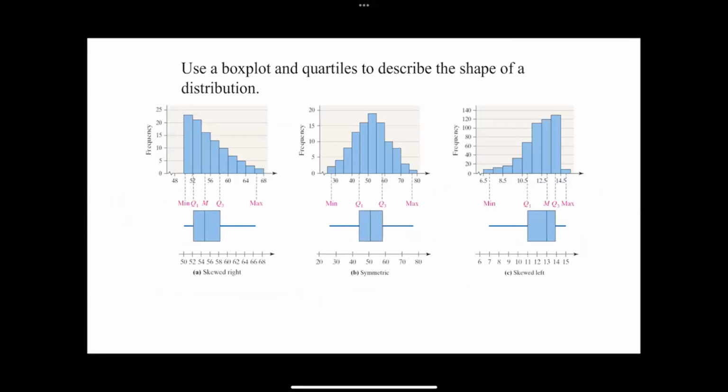It is skewed right. On a symmetric one, your whiskers are going to be pretty much the same length, and your median usually is smack dab in the middle or really close to the middle of your box. And on a skewed left one, the left whisker is longer, and you notice how the median is to the right of my box, inside my box. So this just shows you the shape of the distributions and how you can tell with the box and whisker plot.